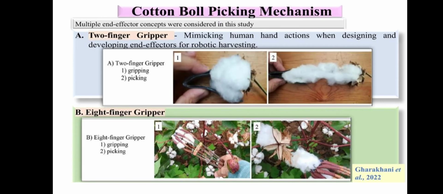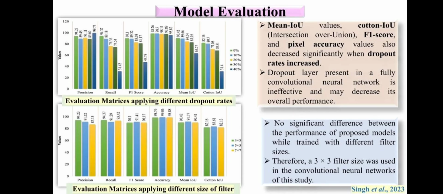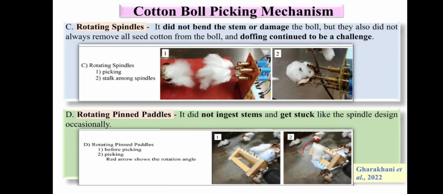So here in this case, two finger, in mechanical form, rotating spindles are shown. The first action is picking action and second is stalk among spindles. In the fourth part, rotating pin paddles are shown. It did not ingest stems and get stuck like the spindle design occasionally.